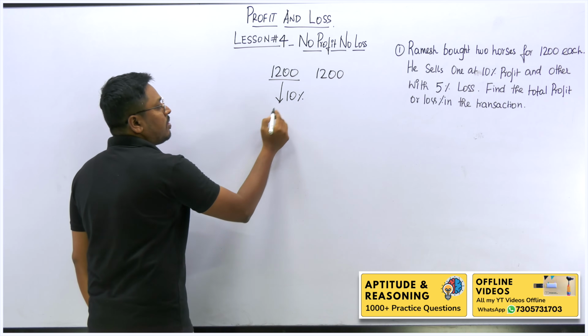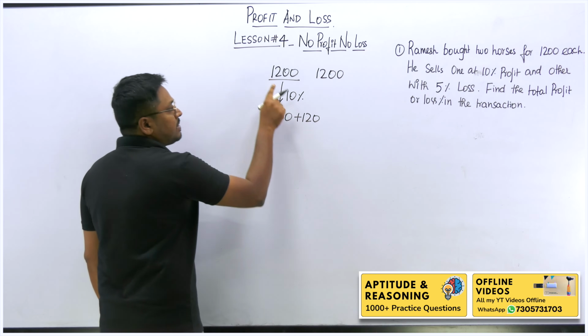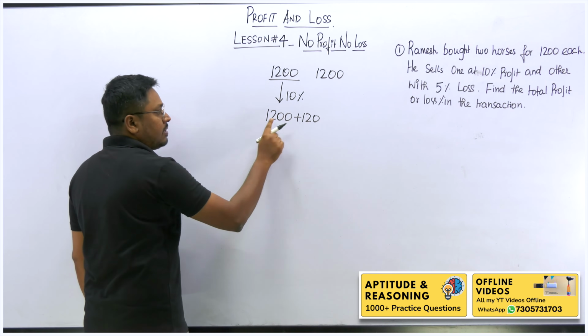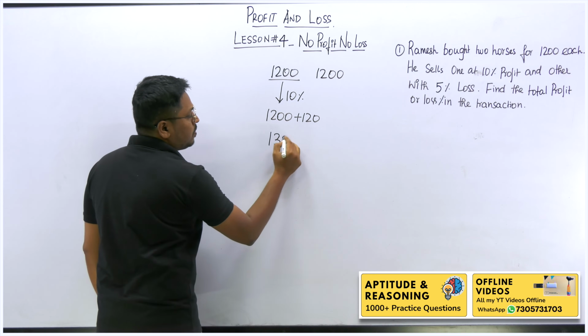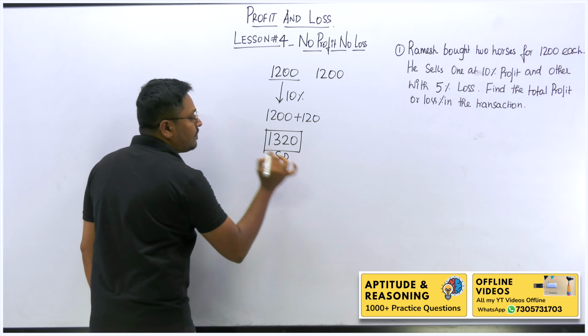So a 10% profit will be 1200 plus 120, because 10% of 1200 is 120. When you add both values, you get 1320. So 1320 will be the selling price of the first horse.